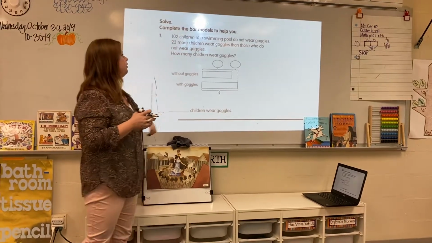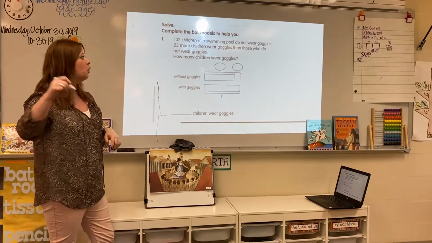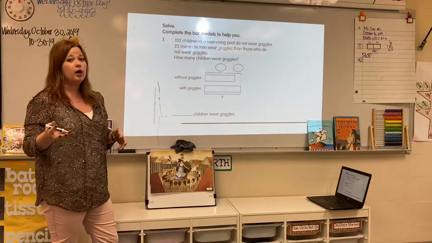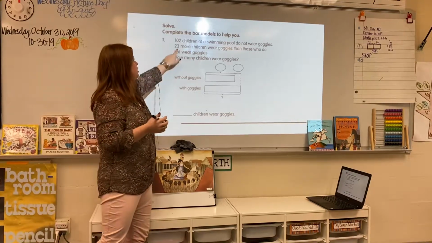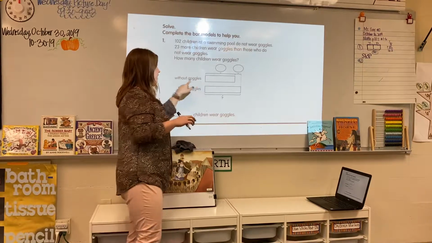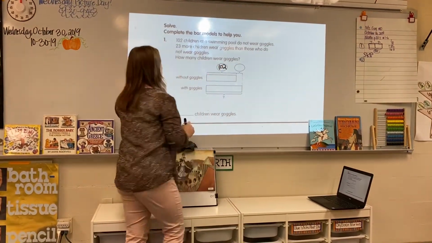The problem is 102 children at a swimming pool do not wear goggles. 23 more children wear goggles than those who do not wear goggles. How many wear goggles? So I know that 102 children do not wear goggles. This is the given. Without goggles is 102 children.